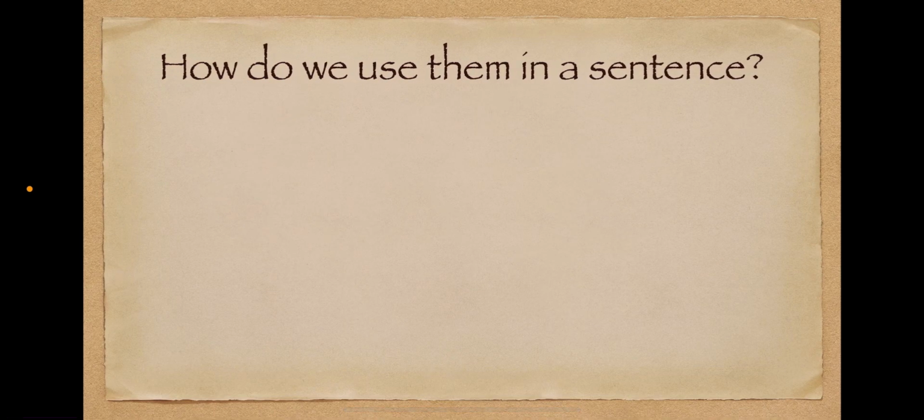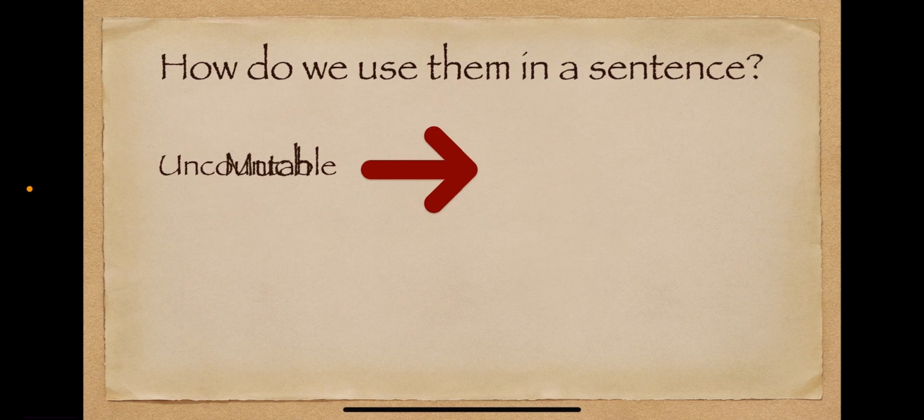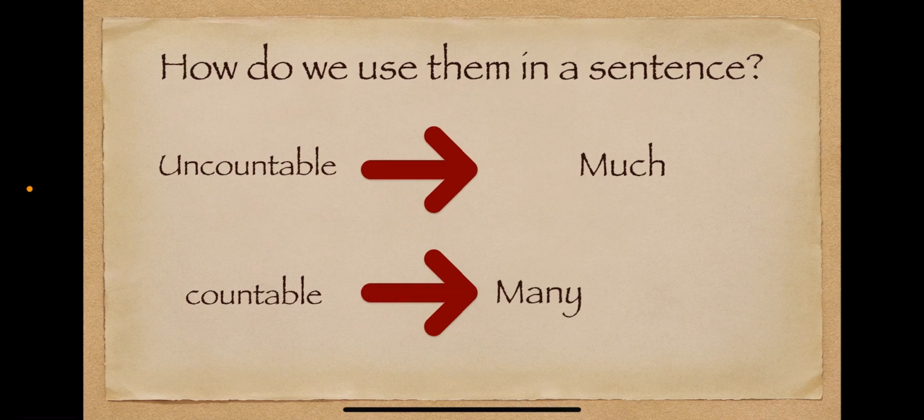How do we use them in a sentence? Now I know what countable and uncountable nouns are. As we said, countable nouns are countable no matter how high the number is, and uncountable nouns are impossible to count no matter what. But how do I use them in a sentence? How do I distinguish them from other sentences? Well, simple. For uncountable nouns we use much, and for countable nouns we use many. Simple enough.